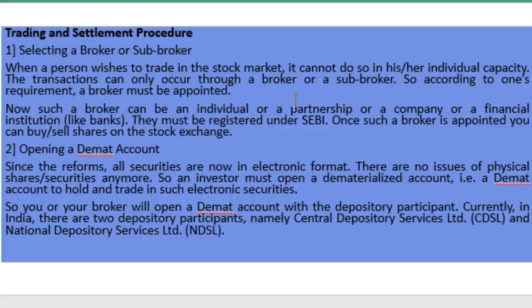So you and your broker will open a demat account with the depository participants. Currently in India, there are two depositories, namely Central Depository Services Limited (CDSL) and National Securities Depository Limited (NSDL). We can open an account with them.